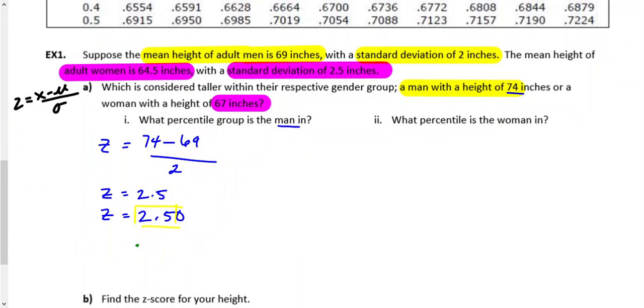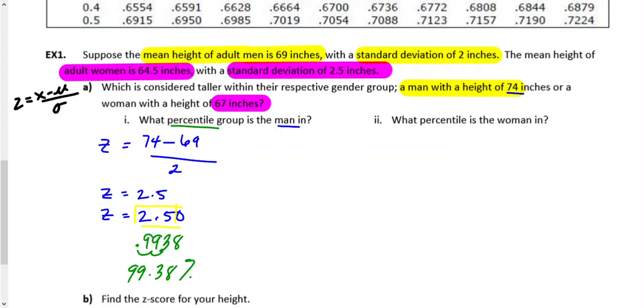So 0.9938. In order to figure out the percent, all we have to do, you can either multiply it by 100, or we can move the decimal, and we get 99.38%.